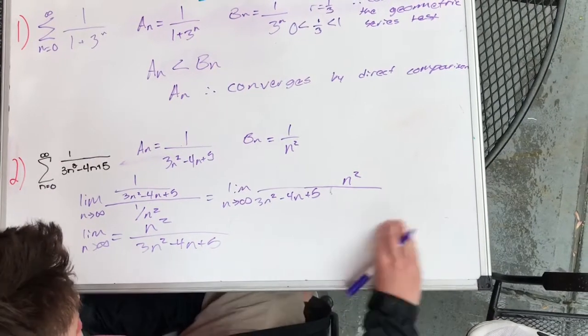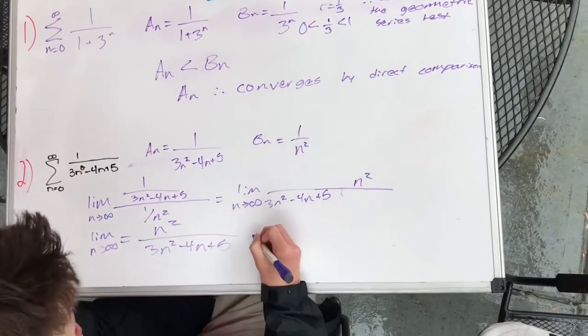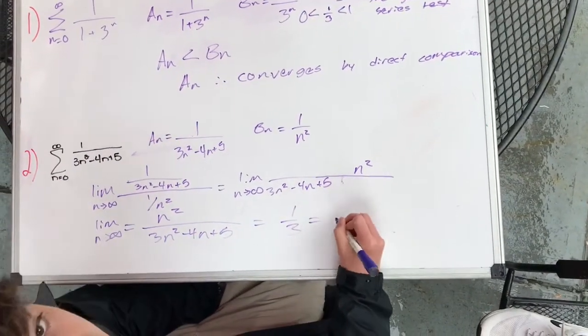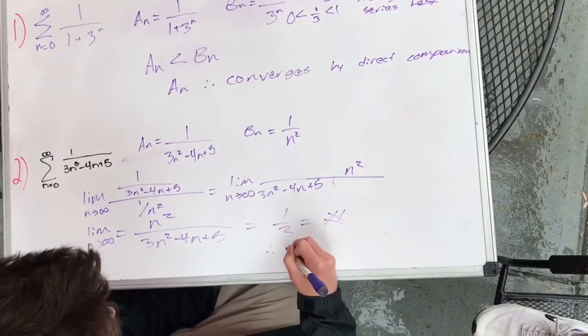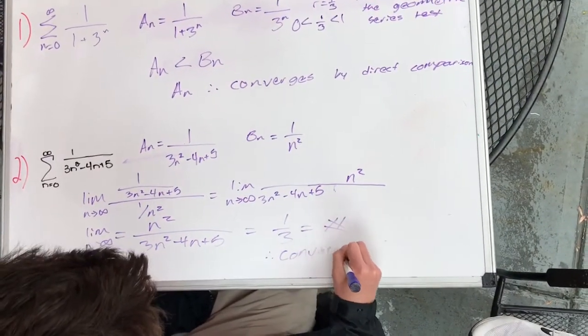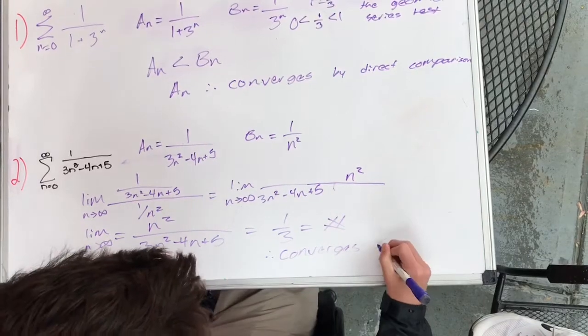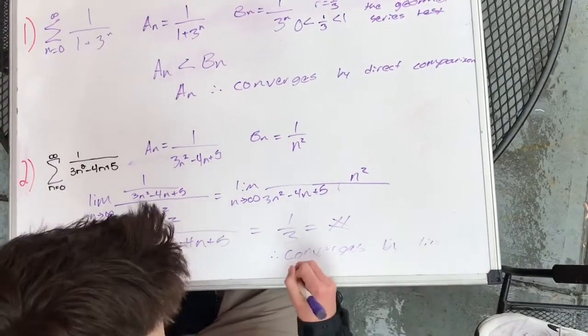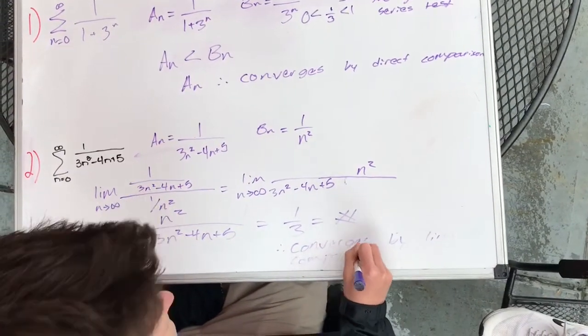And we can see that the limit as n approaches infinity equals 1/3, which equals a number. Therefore, this converges by limit comparison. Which is a number greater than 0.